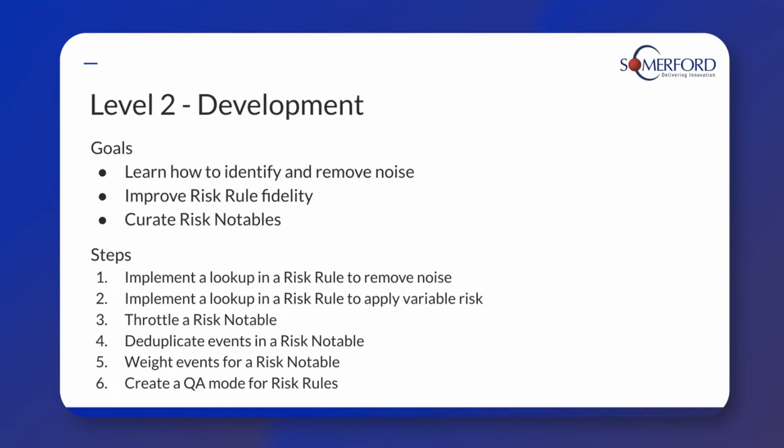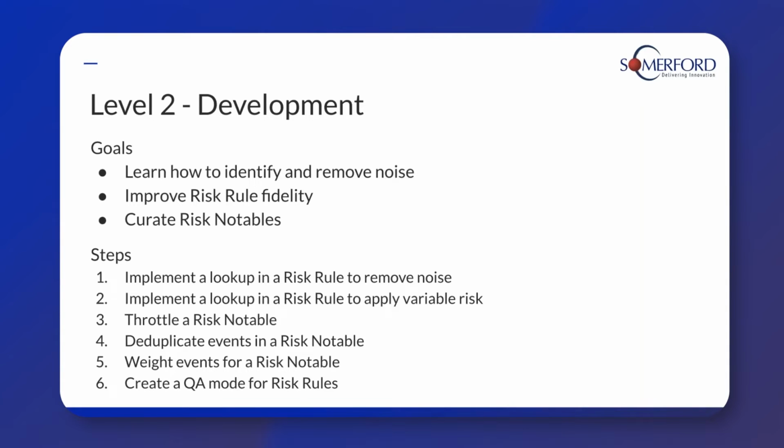The ways that we can do that are six-fold really, and I'll go through each of those within this webinar. So we can use lookups to remove noise, we can use lookups to apply variable risk, or we can apply variable risk inline. We can throttle them so that we don't see these particular risk notables occurring more and more based on the same risk object, even though small changes have occurred to it. We can deduplicate events in the risk notable so that we don't have multiple of them. We can weight the whole thing, so we can weight certain sources and risk rules differently to others.